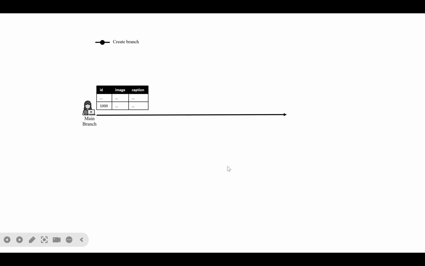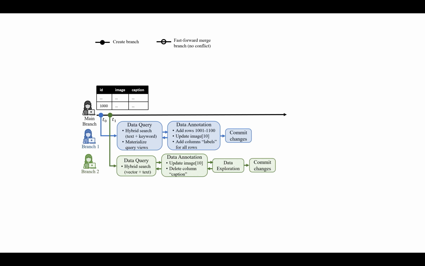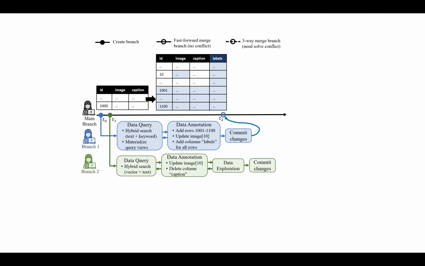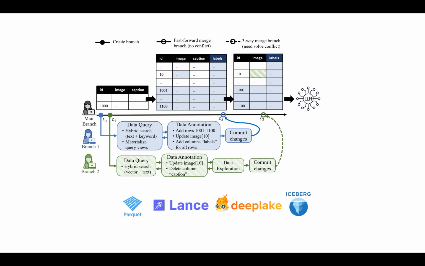At modern training scales, AI datasets are created collaboratively by multiple data engineers rather than a single user. In a typical workflow, data engineers independently check out branches from a main dataset, perform data annotation and exploration, and commit their changes. Some branches can be merged via fast-forward merge, while others require three-way merges with conflict detection as the main branch evolves. The merged dataset is then exported for downstream model fine-tuning.